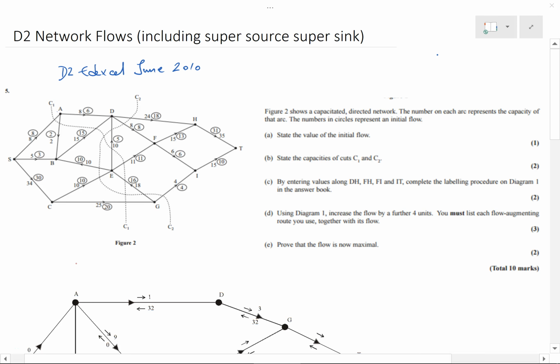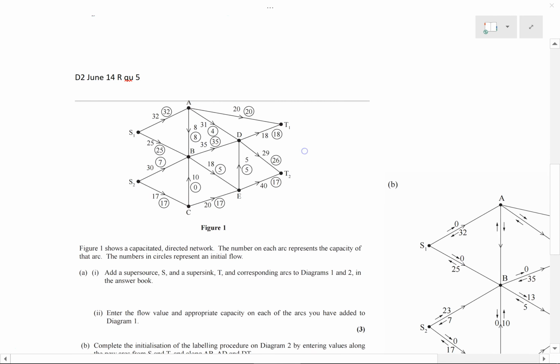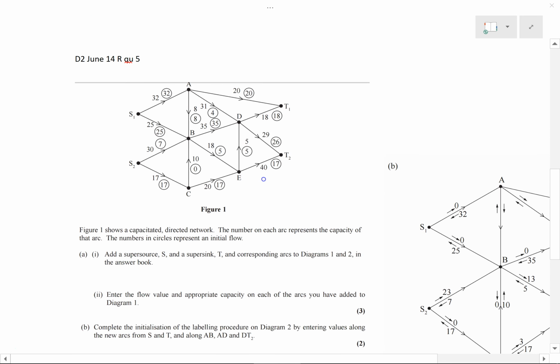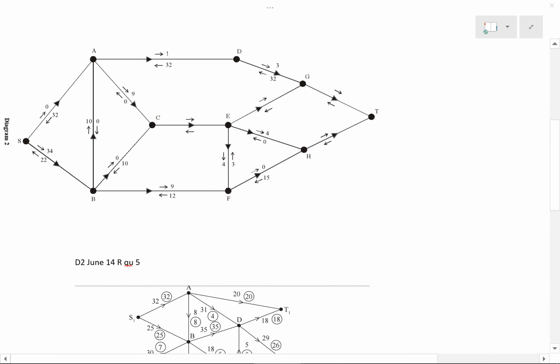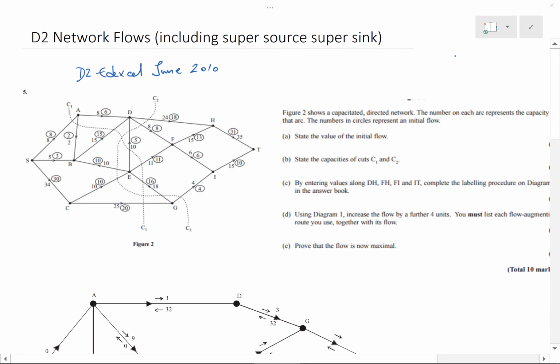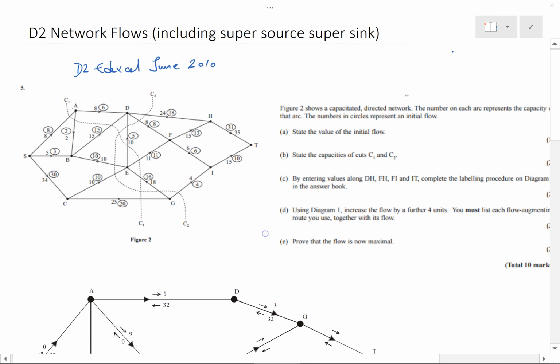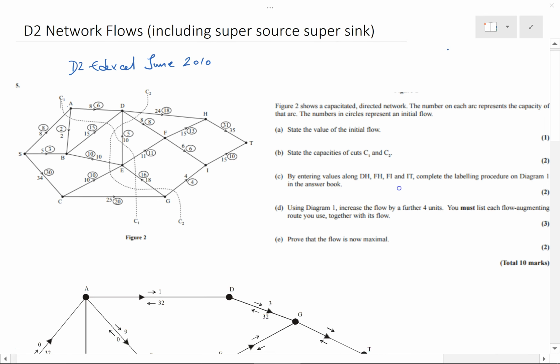Okay, in this video I'm going to go through a couple of D2 Edexcel Network flow questions. The first one was June 2010 and the second one dates back to the overseas June 14, which I think is the last question. It involved a super source and a super sink problem. Okay, so let's get on with the question.